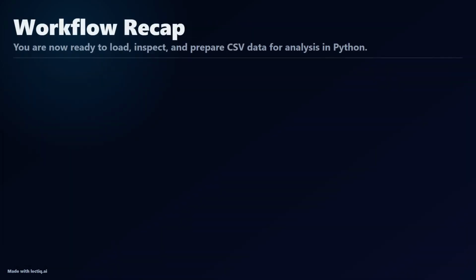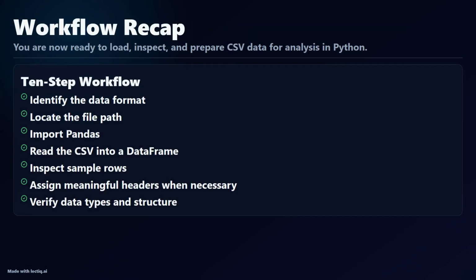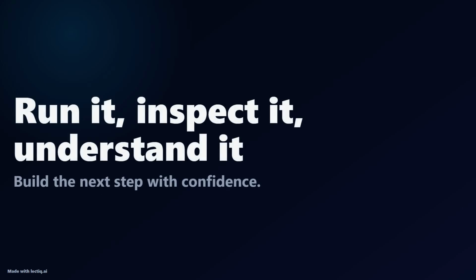Let's recap the full workflow. Identify the data format, locate the file path, import pandas, read the CSV into a data frame, inspect sample rows, assign meaningful headers when necessary, verify data types and structure, calculate descriptive statistics, correct data type problems, and inspect missing values, and finally export the cleaned data frame. You are now ready to load, inspect, and prepare CSV data for analysis in Python. Run it, inspect it, understand it. Build the next step with confidence.